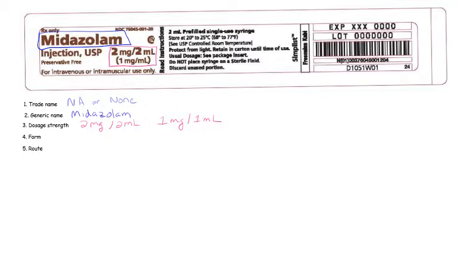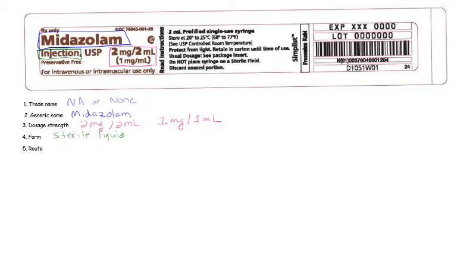You also need to know the form of a medication. In this case, the form is sterile liquid. Because this medication is given by injection, it needs to be a sterile liquid. We don't want to inject anything into a patient that is not sterile.